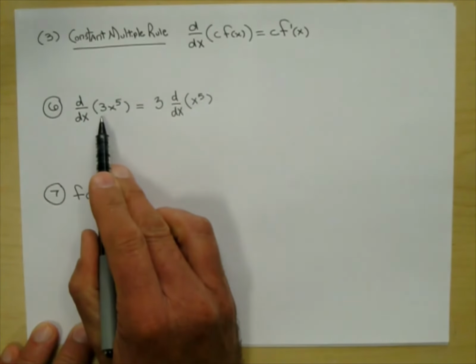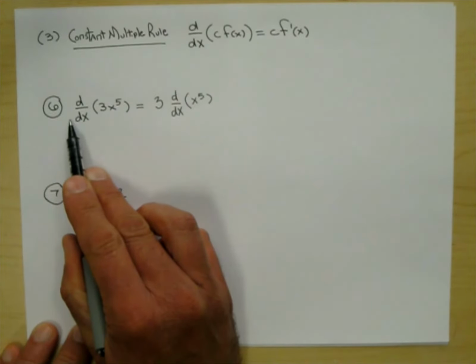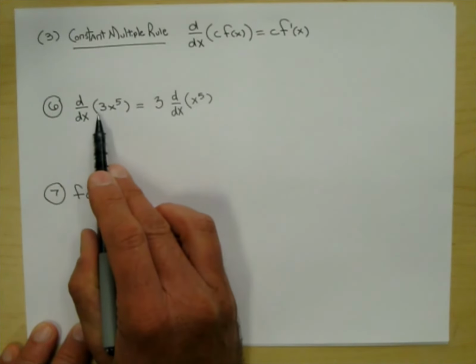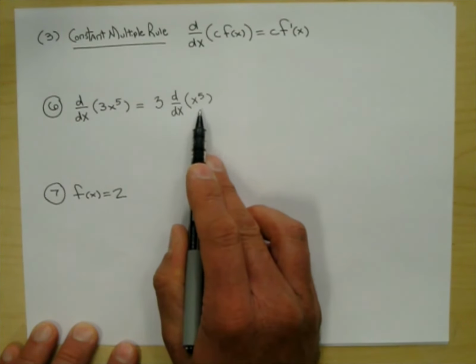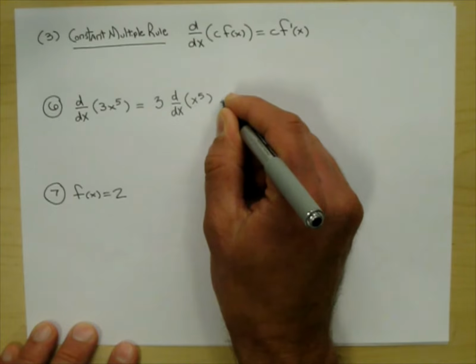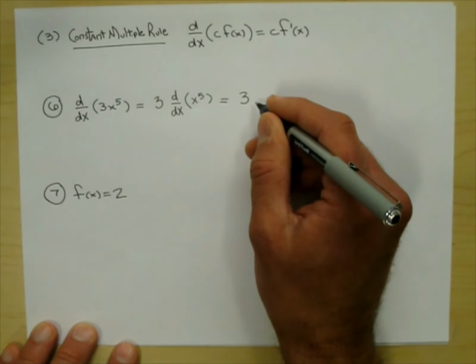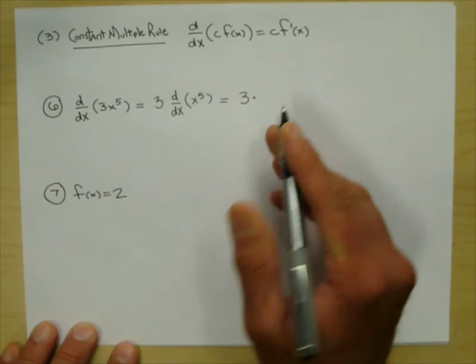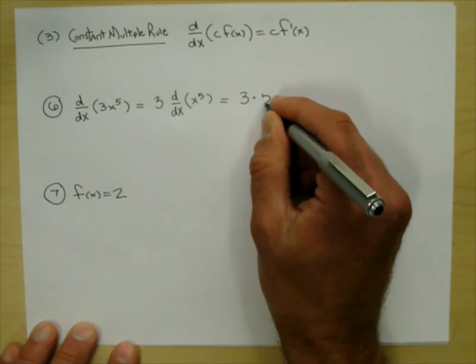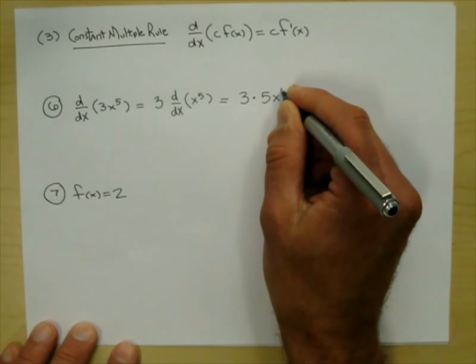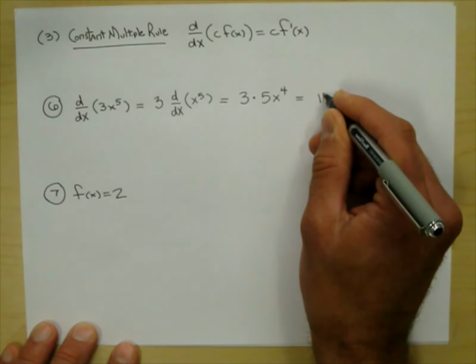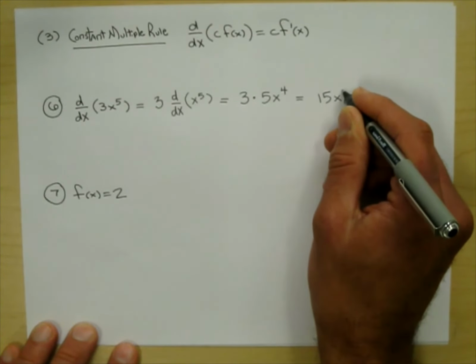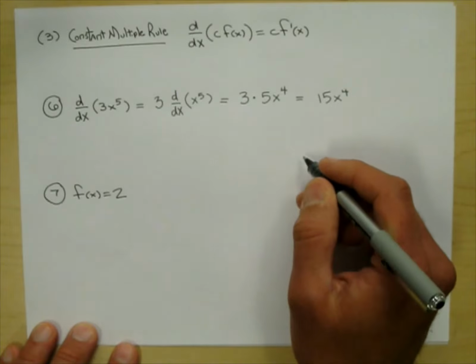So it's like this 3 can just sneak on the other side of the gun. Come on, who wants to be zapped by the derivative gun anyway? So he sneaks on the other side. That's what the constant multiple rule is. So now let's take the derivative of x to the fifth. Well, I think we've done that before. The 5 comes down, we have x to the fourth. So our final answer happens to be 15 x to the fourth.